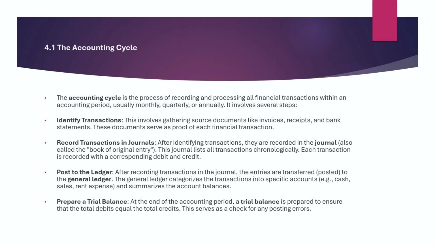3. Post to the ledger. After recording transactions in the journal, the entries are posted to the general ledger. The general ledger categorizes the transactions into specific accounts, e.g., cash, sales, rent expense, and summarizes the account balances.